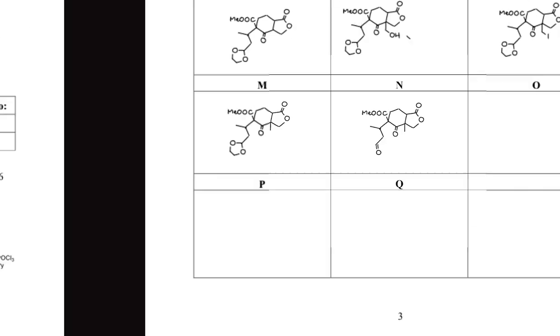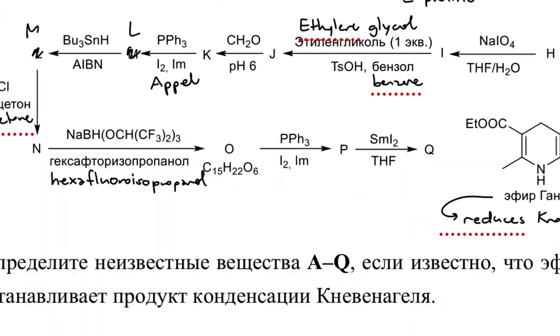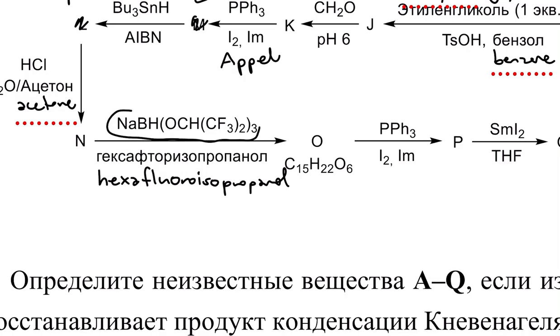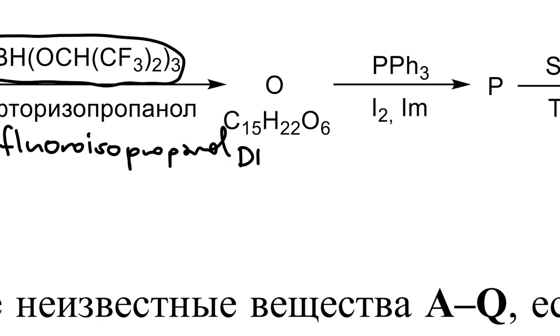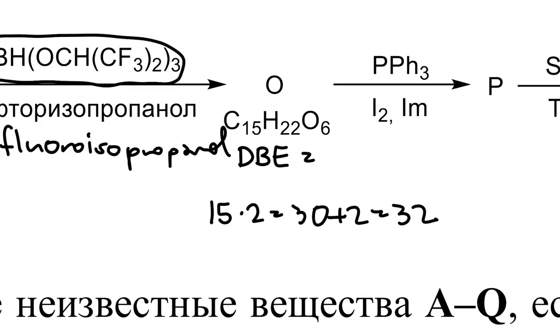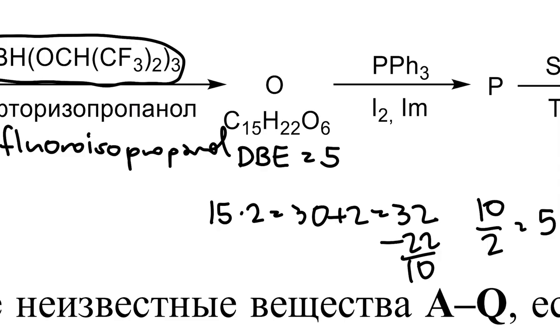Add back the carbonyl. Then we treat it with this really funky reducing reagent in hexafluoroisopropanol. Now, there's a reason why we have to use this reagent, and you will see. Now, if we calculate the double bond equivalence of O, you would get 15 times 2, which is 30. 30 plus 2 is 32. Minus 22, that's 10. 10 divided by 2 is 5. The double bond equivalence for this compound is 5.